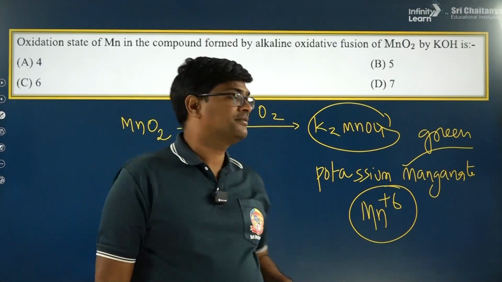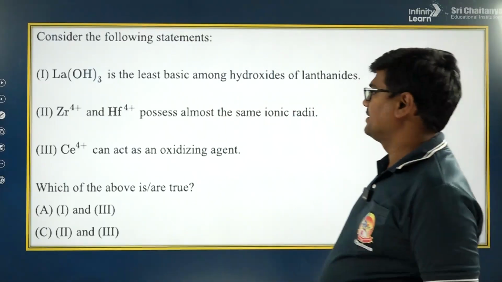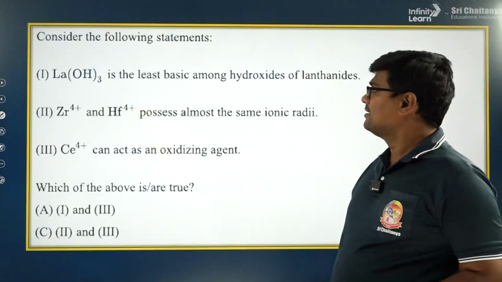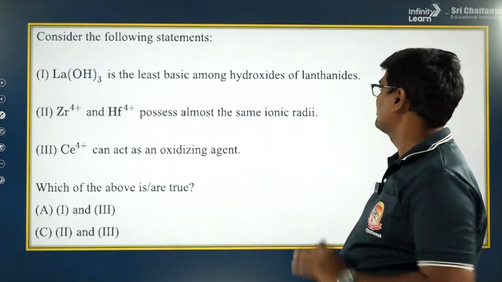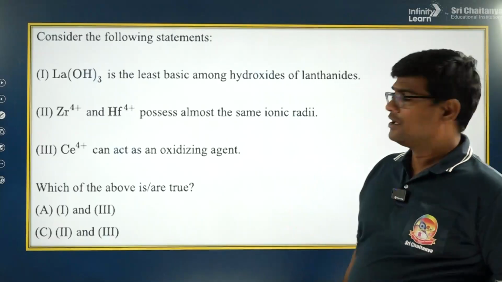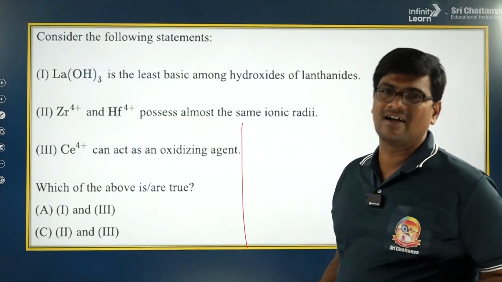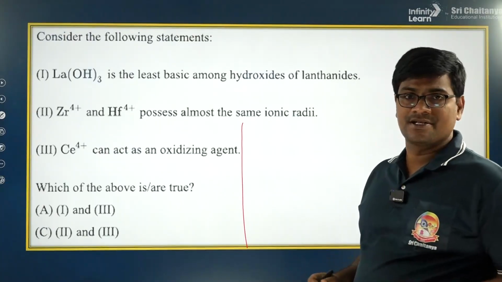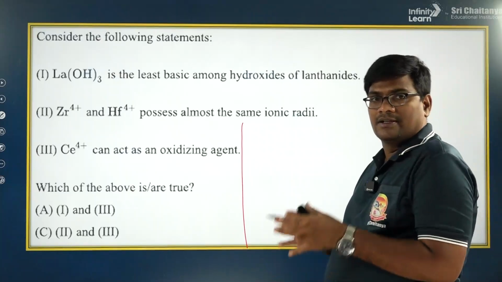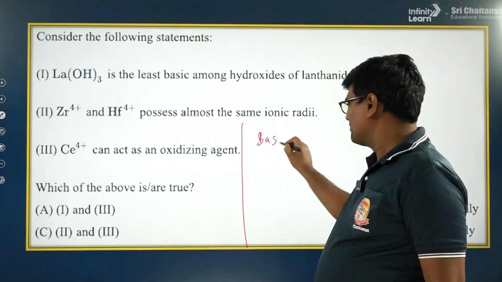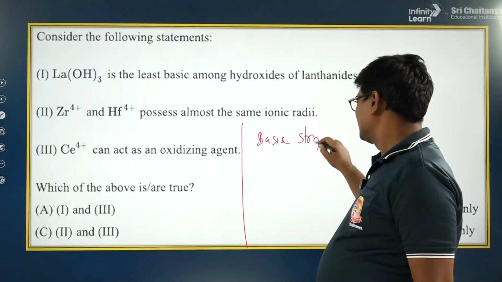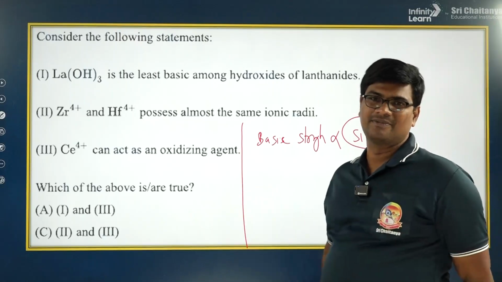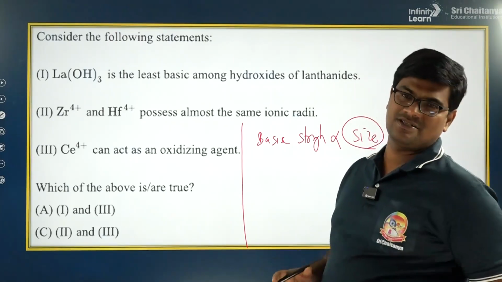Let's go for the next question. The next question is again about lanthanides, and let's see the lanthanides and other consequences, properties. Consider the following statements. Lanthanum hydroxide is least basic among the hydroxides of lanthanides. Let's see this statement. We know that hydroxides or oxides of lanthanides are basic in nature. Their basic strength is directly proportional to size. This is very important. Charge is common for all of them. Bigger the size, higher the basic strength.